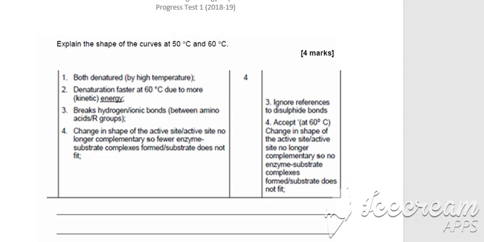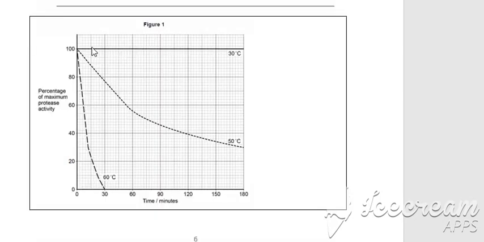Question 9.2 gives us a graph and asks us to explain the shape of the curves at 50 degrees and 60 degrees. So we would go to our graph and we can see that at 30 degrees there is 100% protease activity. So at 30 degrees the enzyme is working at its optimum temperature, it's working at its maximum rate. However, at 50 degrees and 60 degrees we're finding a decline in this protease activity.